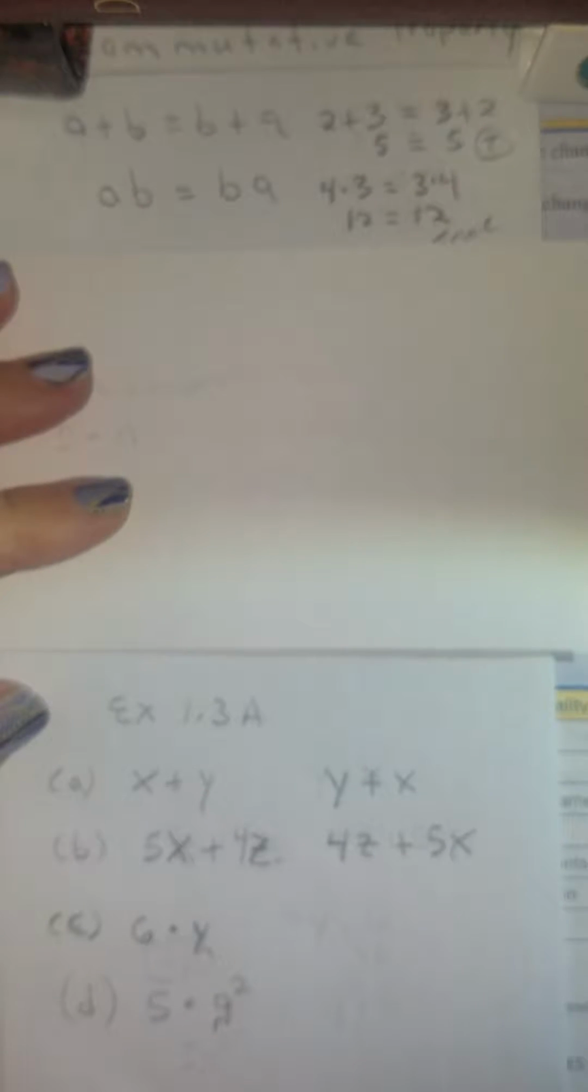Those would be equivalent. Here I have 6 times y. I can also write this as y times 6. And here I have 5 times g squared, or I can write it as g squared times 5. It doesn't change the value any because of that commutative property.